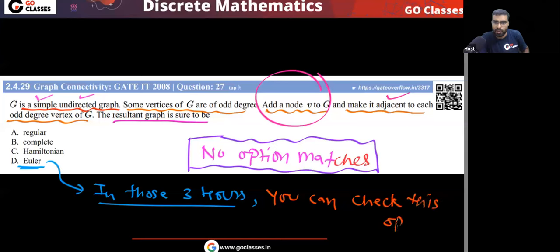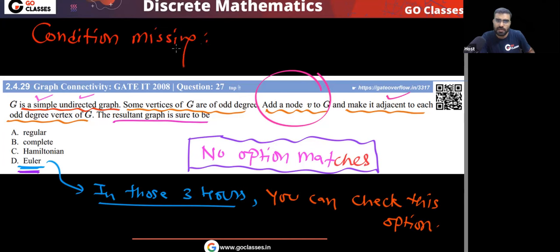You can check this option, because I can say that you read the professor's mind. The professor who created this question is thinking that this is the answer. Basically, in this question, I can say that the connected condition is missing. Which condition is missing? Tell me. A very important condition is missing.